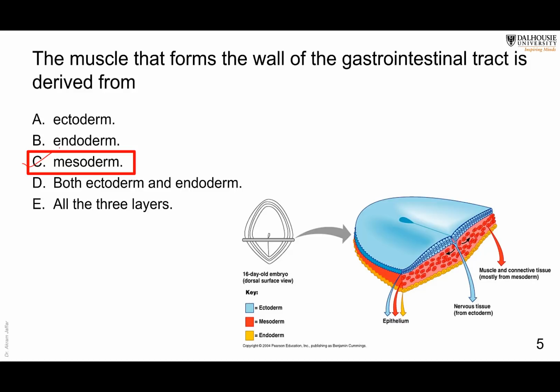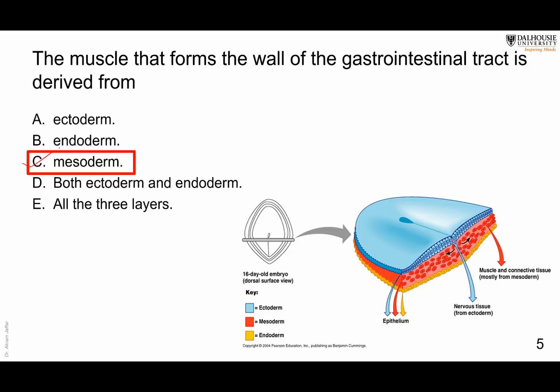The ectoderm is the origin of nerve tissue, as well as some of the epithelial tissue, like the epithelial tissue forming the epidermis of the skin. The endoderm forms the epithelial lining of the gastrointestinal tract, but does not form the muscular wall of the gastrointestinal tract.